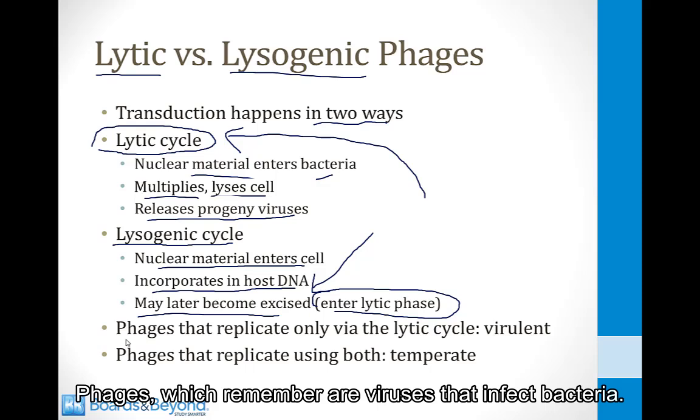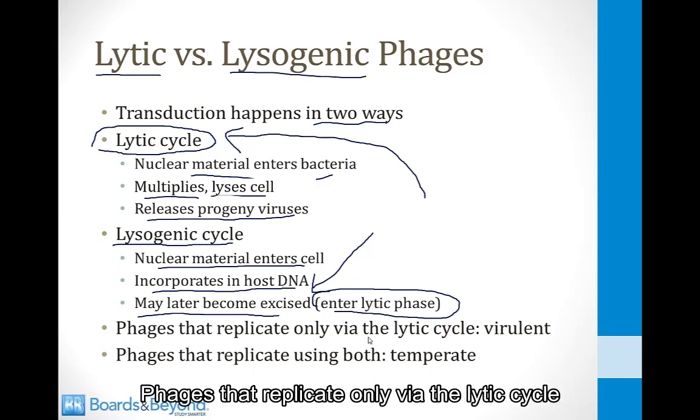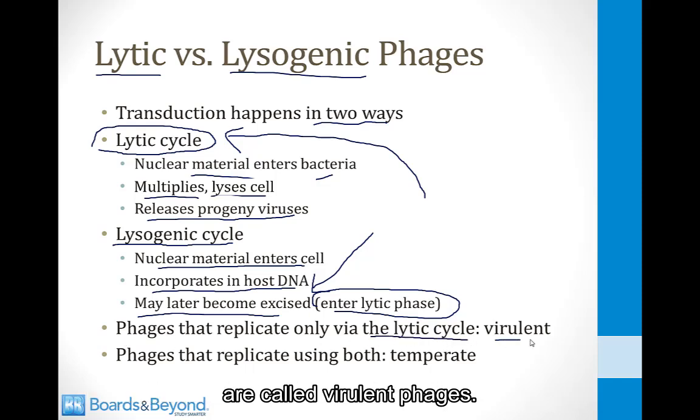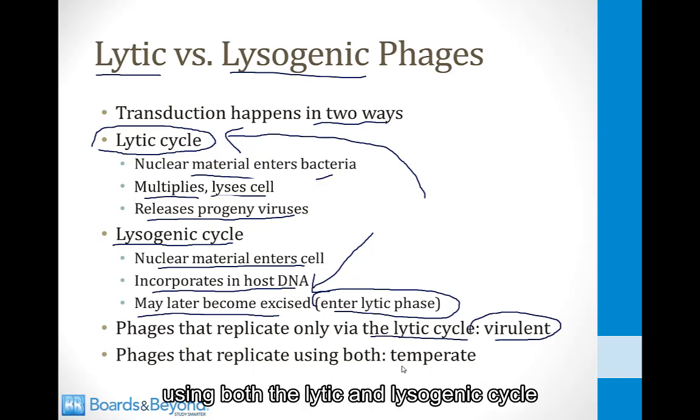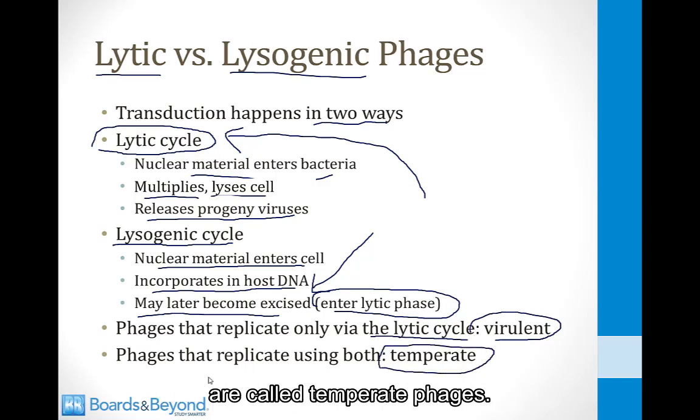Phages, which remember are viruses that infect bacteria, phages that replicate only via the lytic cycle are called virulent phages. Phages that replicate using both the lytic and lysogenic cycle are called temperate phages.